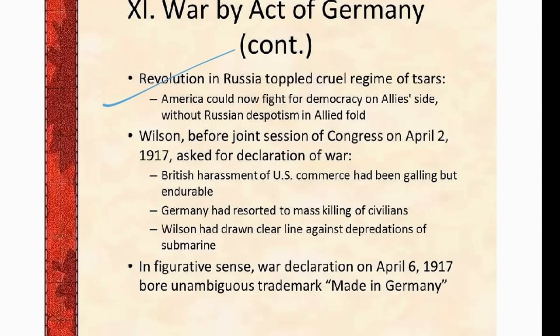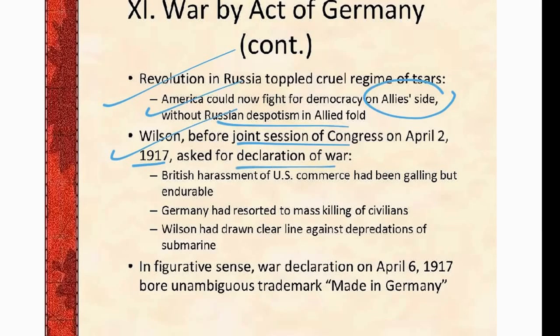The revolution in Russia toppled the cruel regime of the Tsars, and America could now fight for democracy on the Allied side without Russian despotism in the Allied fold. So Wilson went before a joint session of Congress on April 2nd, 1917, and asked for a declaration of war.